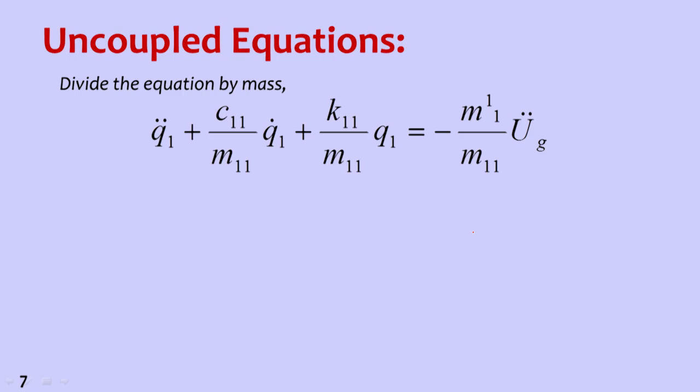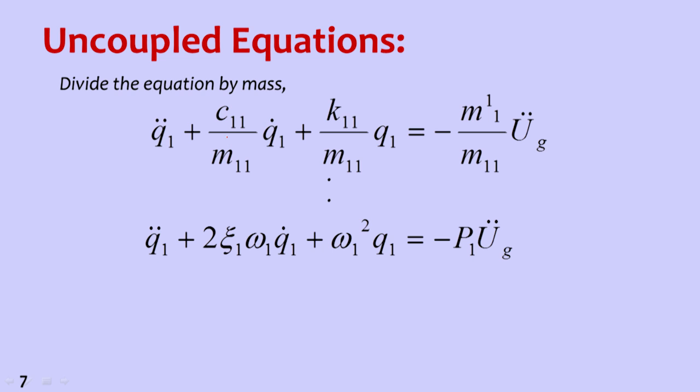When we take one equation and divide it by its own mass M11, we get q1 double dot plus C11 by M11 q1 dot plus K11 by M11 q1 is equal to M1 by M11 u double dot g, where u double dot g is the ground acceleration. This is the mass present in that first mode, and this is the mass term in the mass matrix. So C11 by M11 is nothing but 2 zeta 1 omega 1, K11 by M11 is omega 1 square, and M1 by M11 is the mass participation.